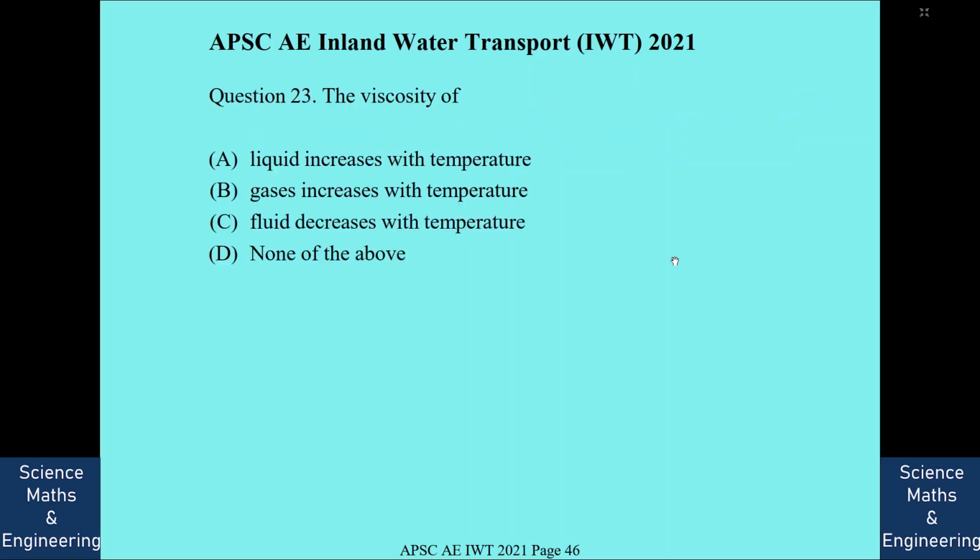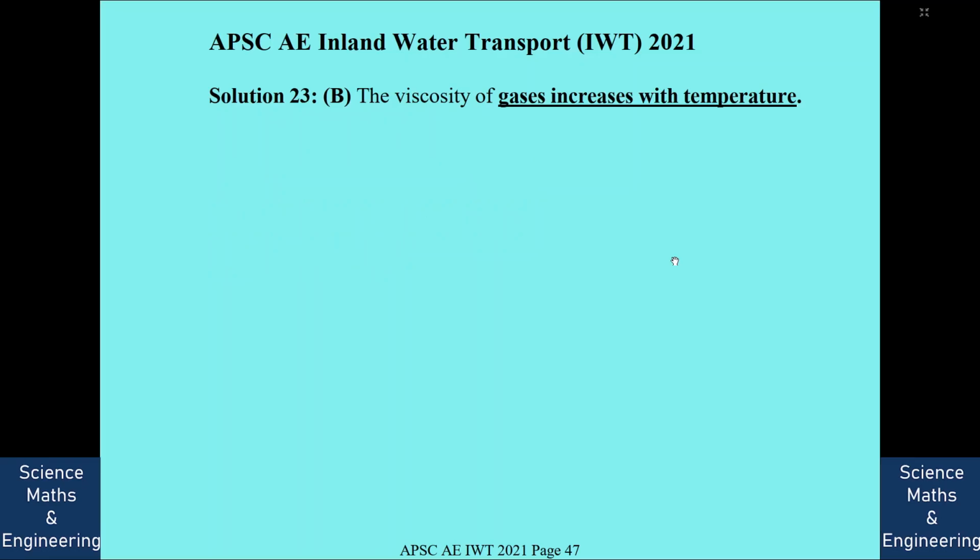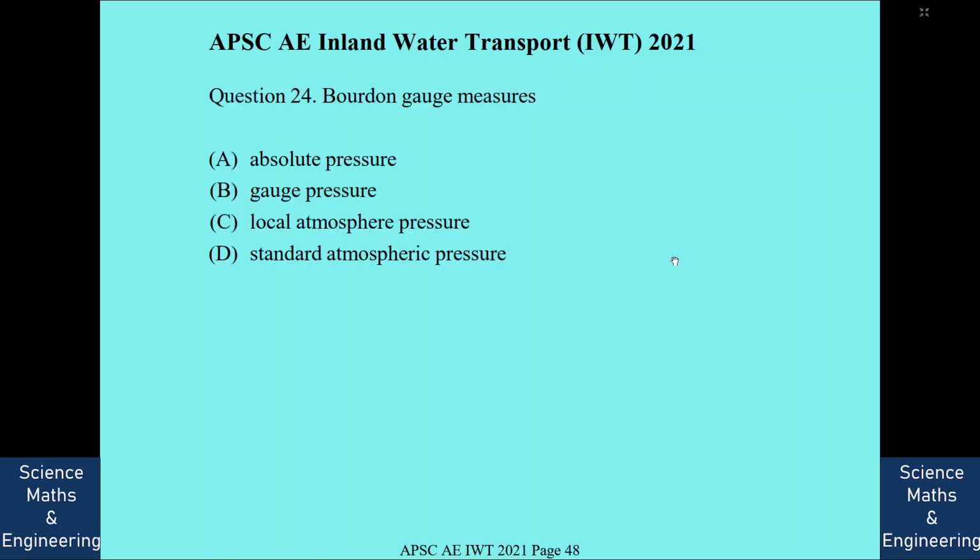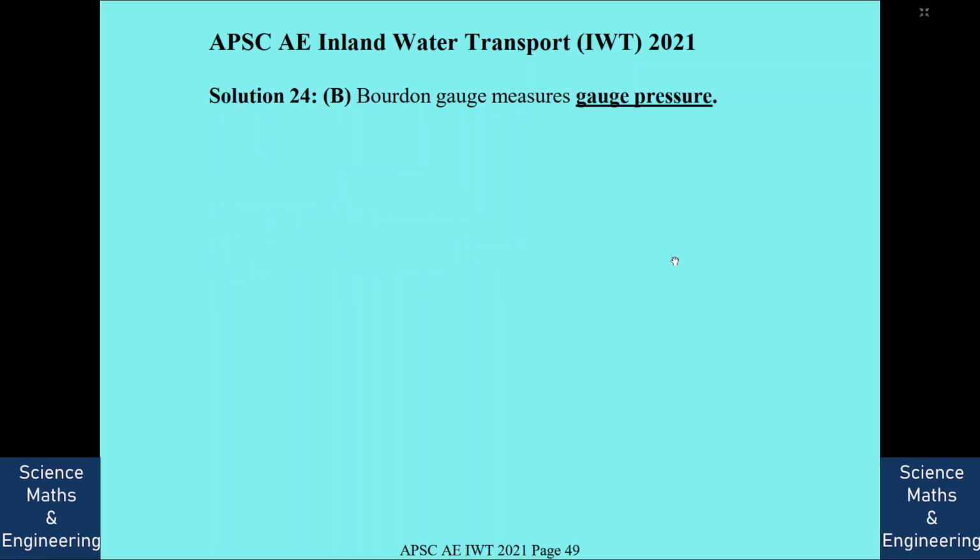Next, the viscosity of A, liquid increases with temperature, B, gases increases with temperature, C, fluid decreases with temperature, or D, none of the above. So the answer is, the viscosity of gases increases with temperature, and the viscosity of liquids decreases with temperature. Okay, so next, Bourdon gauge measures A, absolute pressure, B, gauge pressure, C, local atmospheric pressure, or D, standard atmospheric pressure. So the answer is, Bourdon gauge measures gauge pressure.